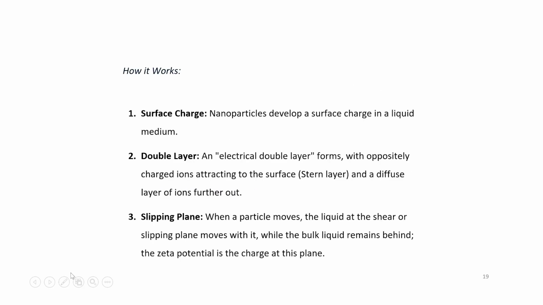How does it actually work? Now, see the working of it. Nanoparticles develop a surface charge in a liquid medium. So, an electrical double layer forms, with oppositely charged ions attracting to the surface, which is the Stern layer, and a diffuse layer of ions further out. So, when you put nanoparticles in a liquid medium, an electrical double layer is formed on the surface, with oppositely charged ions attracting to the surface, the Stern layer, and a diffuse layer of ions further out.